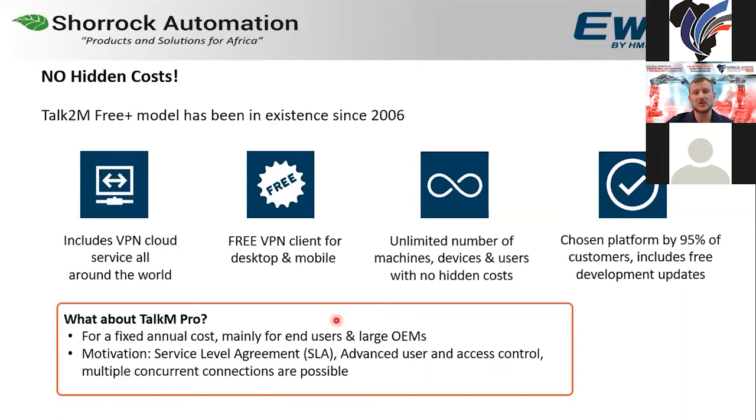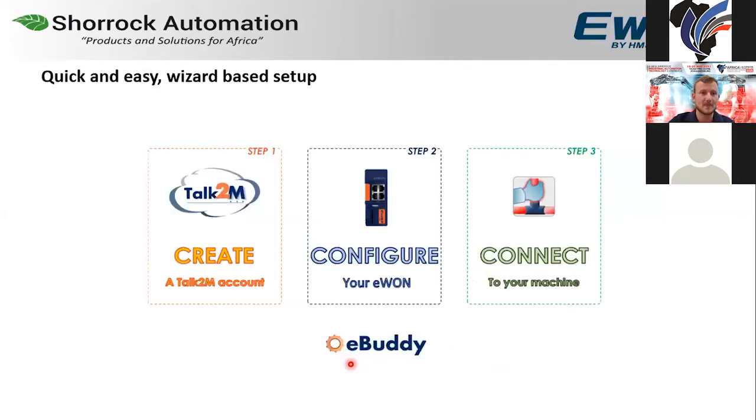Okay, so where with the Talk to M Free Plus account, you would have one concurrent connection to a machine at a time, the Talk to M Pro account permits by default 3 or more concurrent connections. So meaning 3 people could log in at a time to have remote support or access to the same machine or different machines.